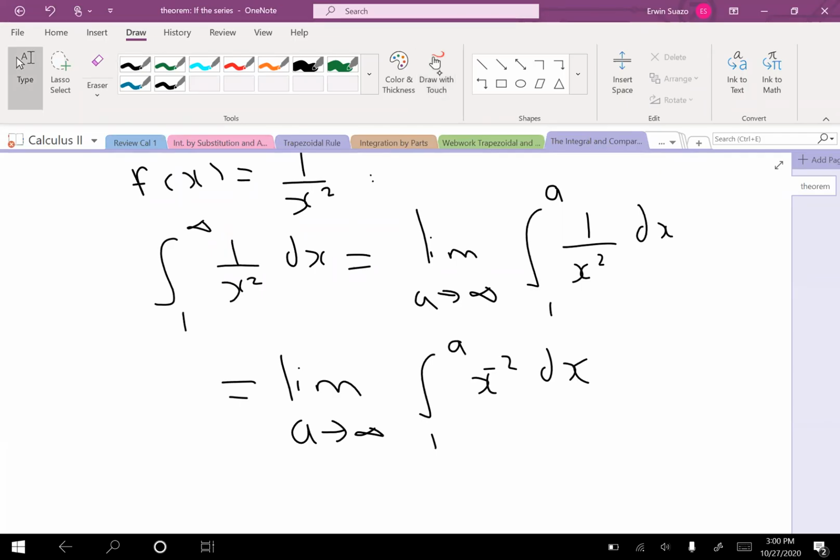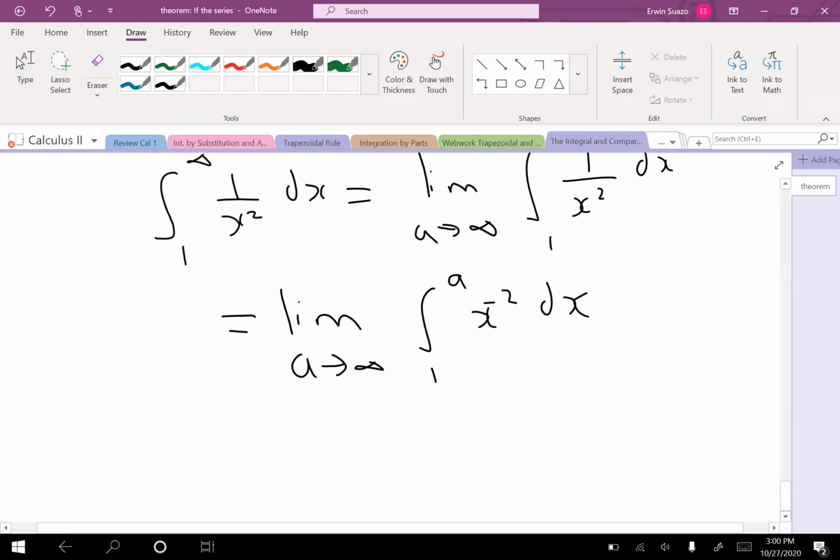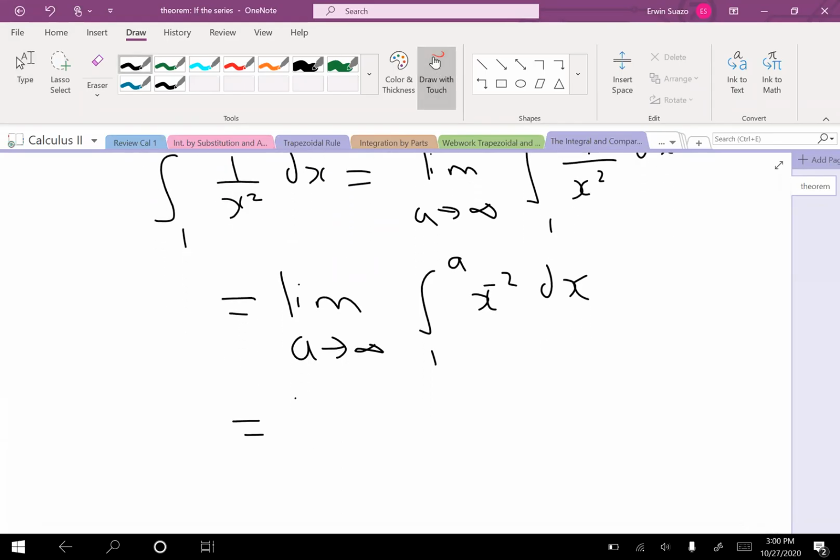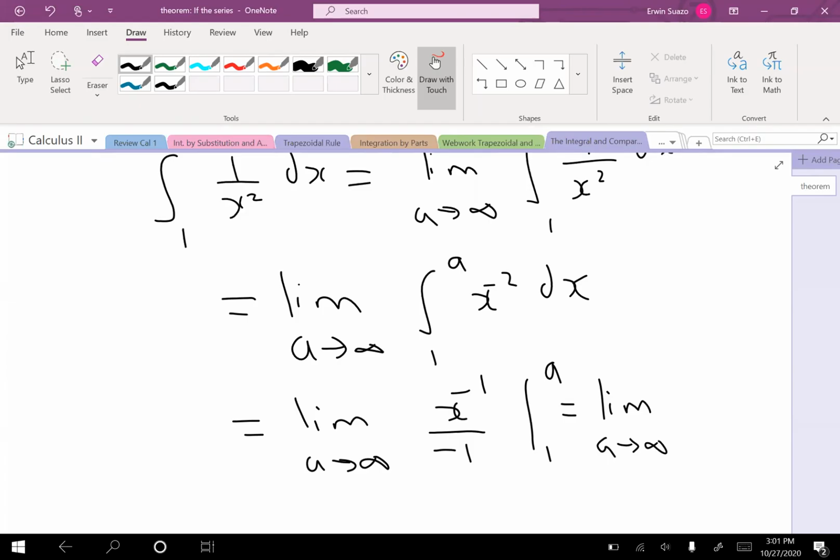So what is the integral of x to the minus 2? It's x to the minus 1 divided by minus 1, right? And then evaluated between 1 and a. So when I put in the numbers, I get minus 1 over a plus 1, right?